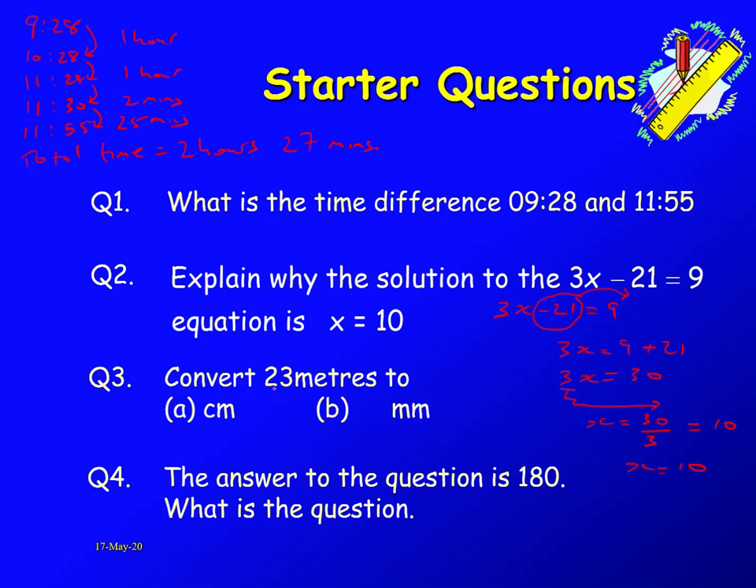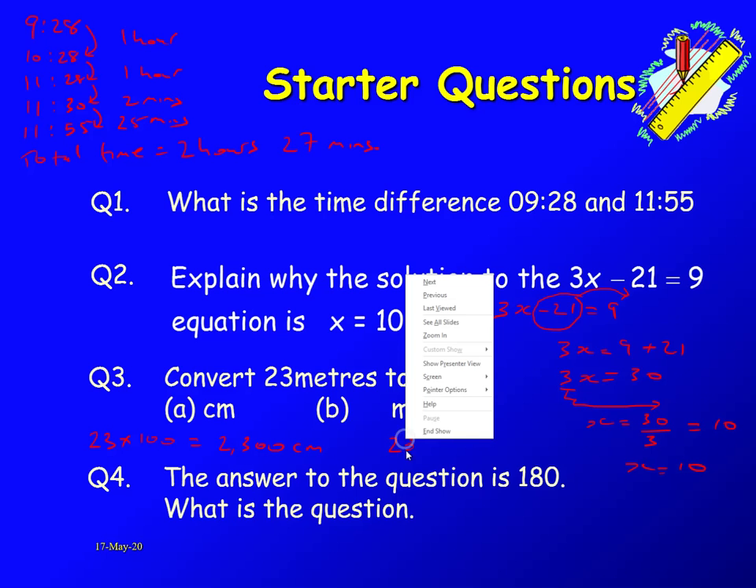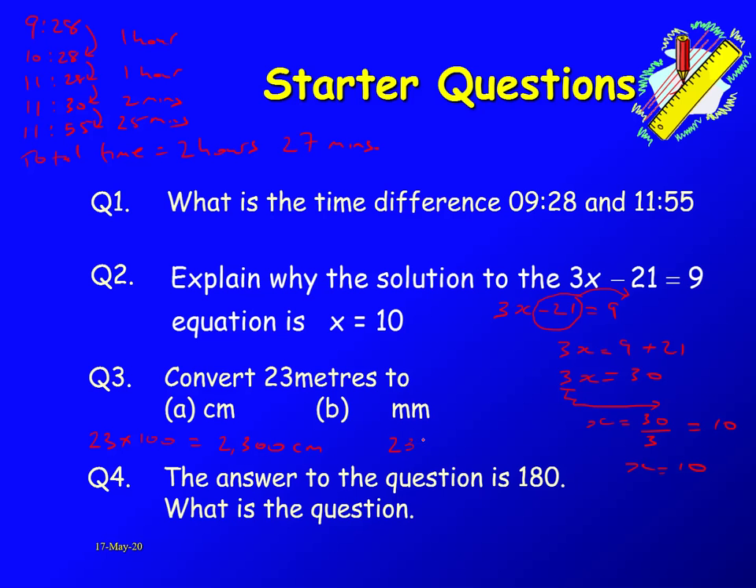23 meters, convert that to centimeters. So that's going to be 23 times, how many centimeters in a meter? 100. 23 times 100 gives us 2,300 centimeters. And for part B, 23 meters times, how many millimeters in a meter? 1,000. That gives us 23,000 millimeters.